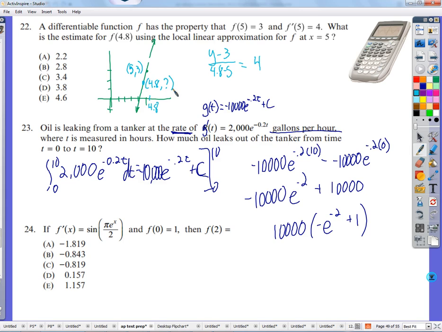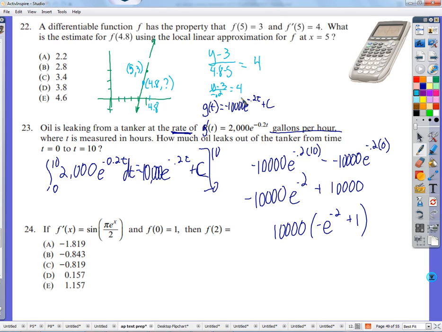Still, as long as we keep them in the right order, we can still do it this way. y minus 3, 4.8 minus 5. Okay, so 4.8 minus 5 is negative 0.2. y minus 3 over negative 0.2 equals 4. All right, I'm going to solve for y, so let's multiply by negative 0.2 on both sides.